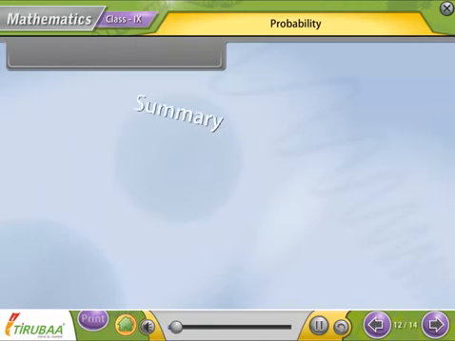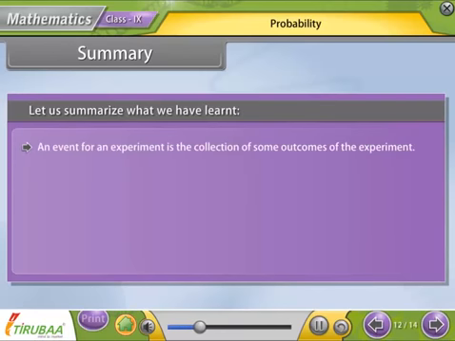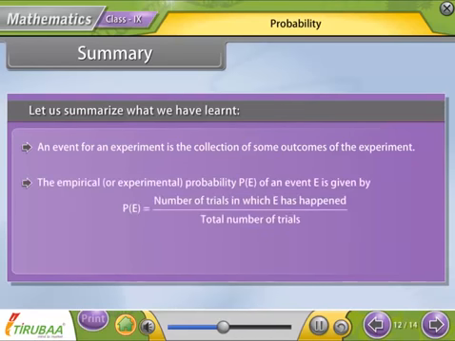Summary. Let us summarize what we have learnt. An event for an experiment is the collection of some outcomes of the experiment. The empirical or experimental probability P(E) of an event E is given by P(E) equals number of trials in which E has happened upon total number of trials. The sum of all the probabilities is 1.